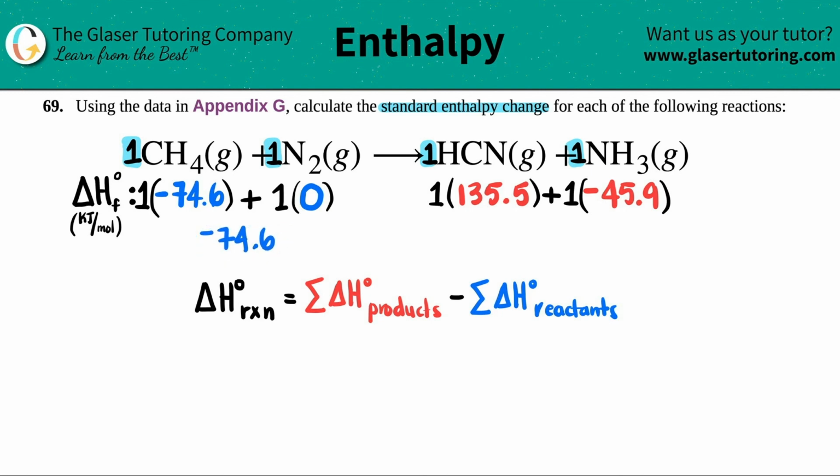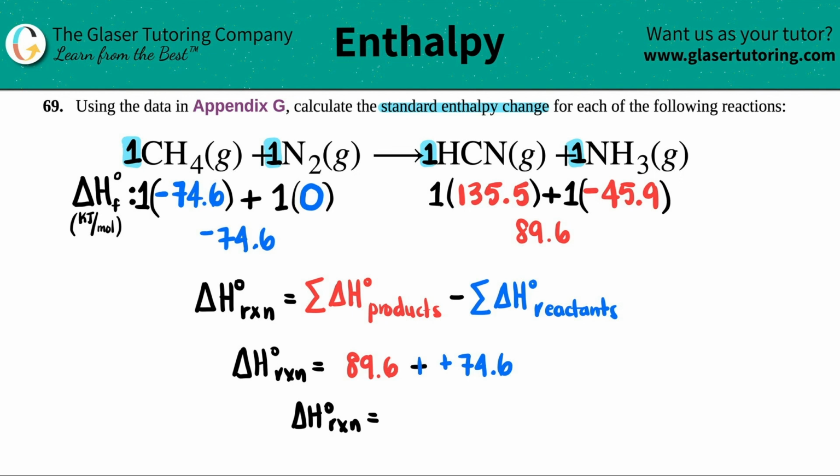So that one was pretty easy. But now this one, I just have to add 135.5 plus a negative 45.9. So I get 89.6. Okay, now we're ready. Delta H, so the change in enthalpy for the reaction, would be the sum of the products, which is 89.6, and I'm going to minus negative 74.6. So when you do that, remember it's keep change change, right? This is technically adding a positive number.